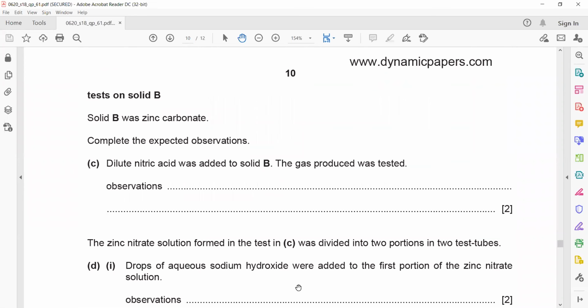Test on solid B. Another solid is there and we are testing the solid. Solid B was zinc carbonate. So they give you the identity of the salt, that is zinc carbonate. Complete the expected observation. Dilute nitric acid was added to solid B. We add an acid to a carbonate salt. The gas produced was tested. What will we observe?